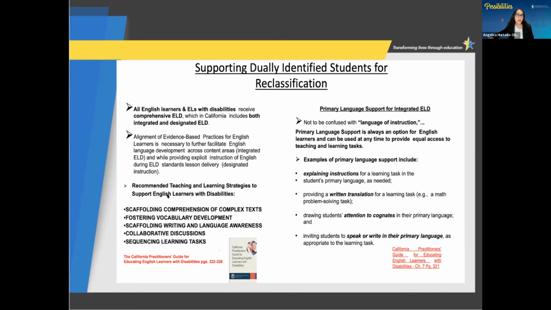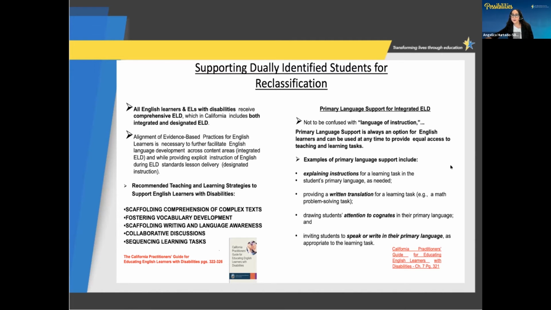And then here we have some recommended teaching and learning strategies. And again, they come out from the California Practitioners Guide, page 322 through 326, but you can see these as using them to help students reclassify: scaffolding comprehension, fostering vocabulary, and you can see the rest of the list, collaborating, discussions and sequencing. And so Diana touched on primary language support based on the practitioner's guide.